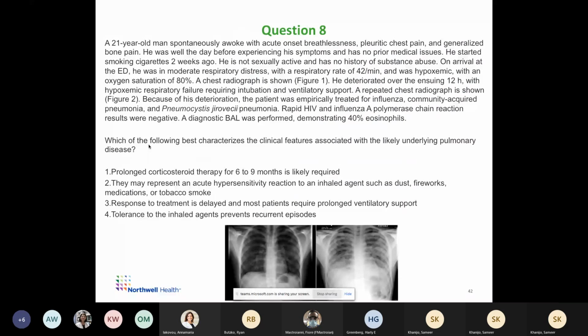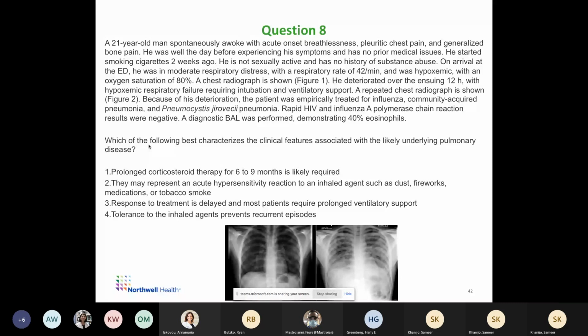On arrival at the ED, he was in moderate respiratory distress with a respiratory rate of 42 and was hypoxemic with an O2 sat of 80%. A chest radiograph is shown. He deteriorated over the ensuing 12 hours with hypoxemic respiratory failure requiring intubation and ventilatory support. A repeated chest radiograph is shown.